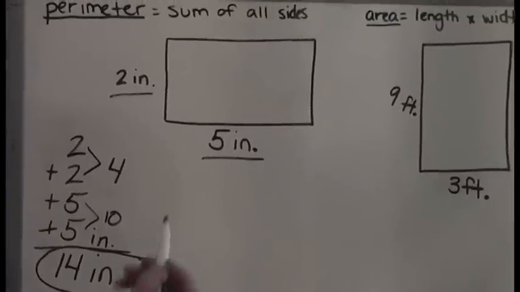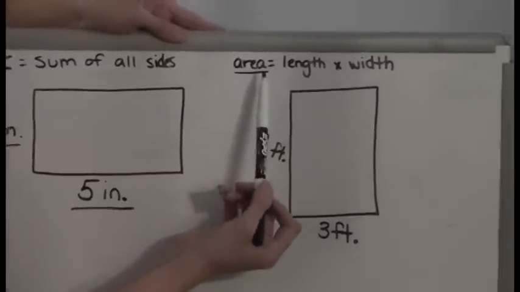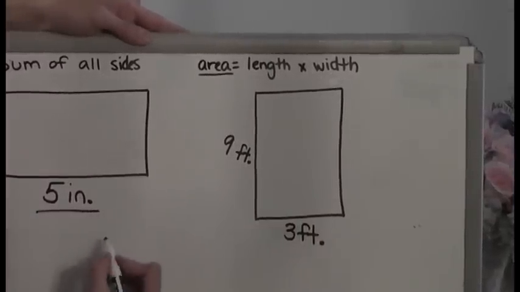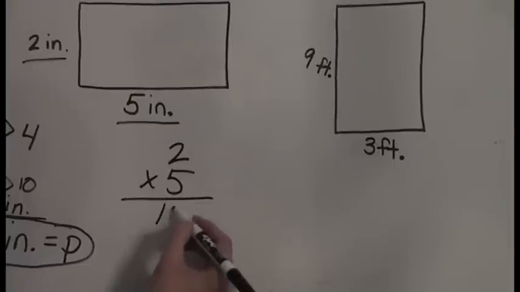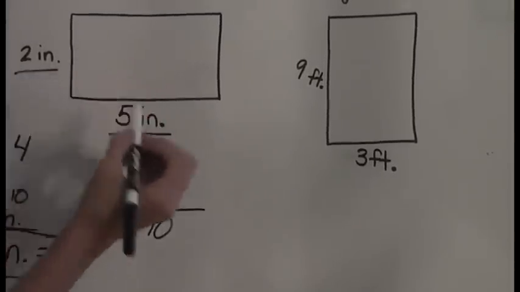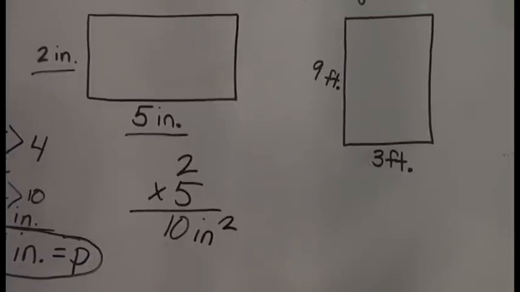Now, to find the area, you're going to multiply the length times the width. In this case, it's 2 times 5, which is 10. And since it's talking about area, we're going to say 10 squared inches.